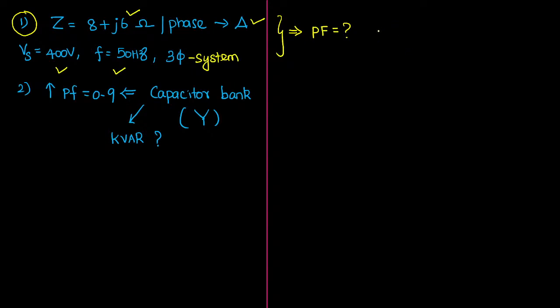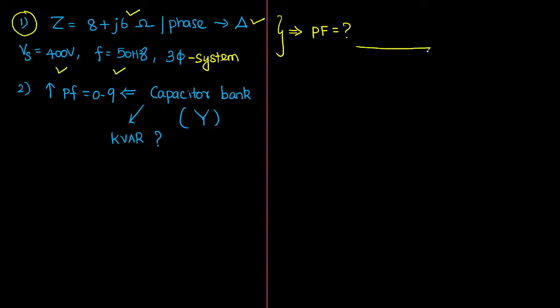See what they told. 0.8. Okay, cos phi equal to 0.8. It means 36.86 degrees. That is the phase angle difference between the voltage and the current. Very good. Yes. So let me show you.